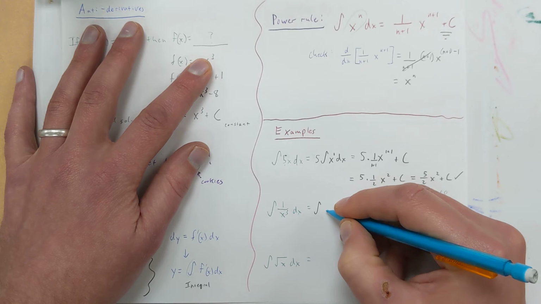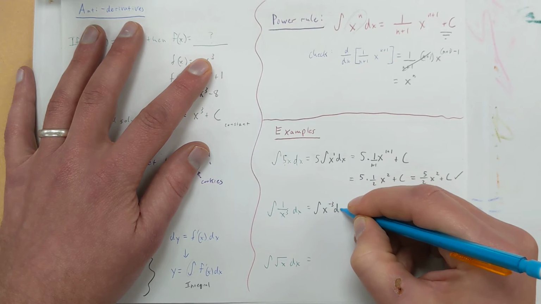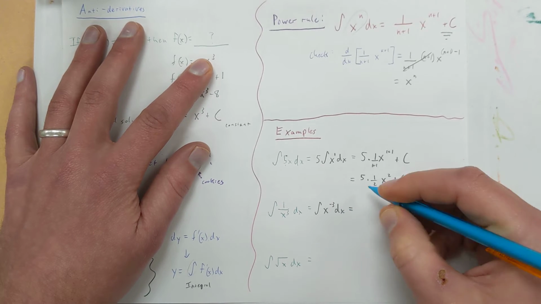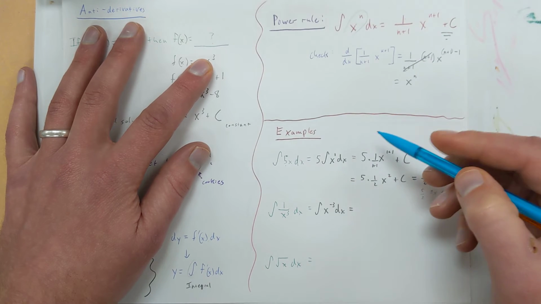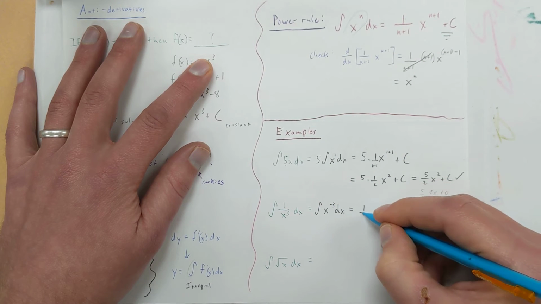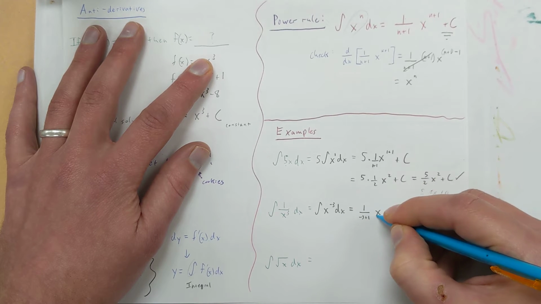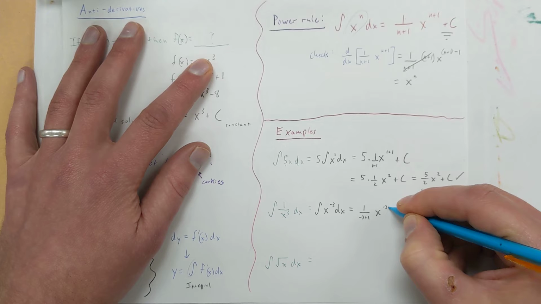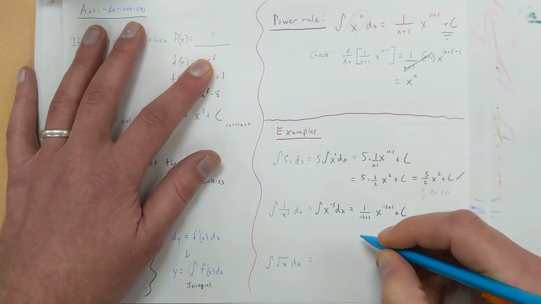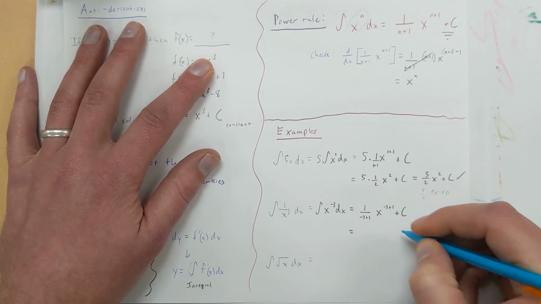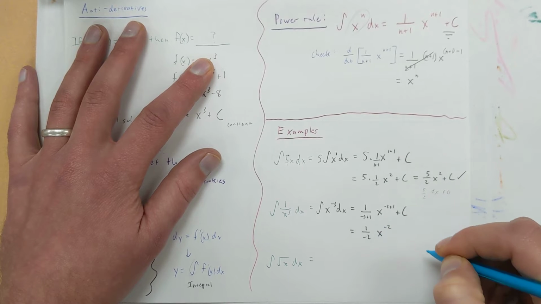This can be rewritten as x raised to the negative 3. Well, let's see here. So I have to do 1 over n plus 1. My n is negative 3, so it's going to be 1 over negative 3 plus 1 times x raised to the negative 3 plus 1. So, don't forget the plus c, and that's going to be 1 over negative 2 x raised to the negative 2.